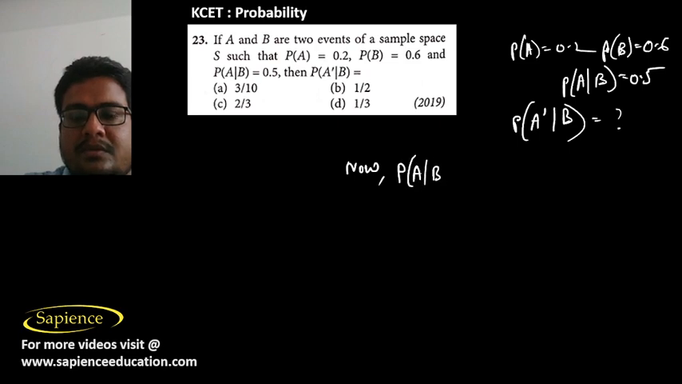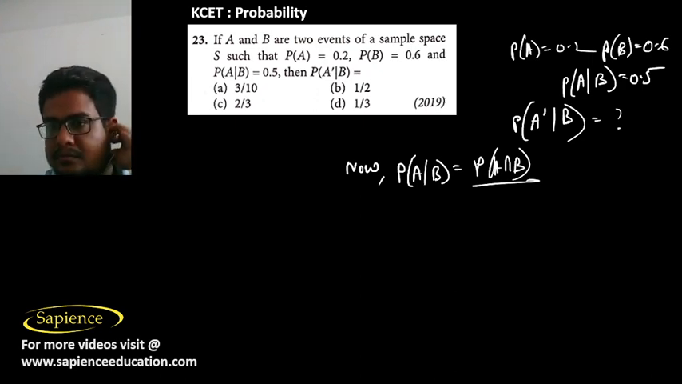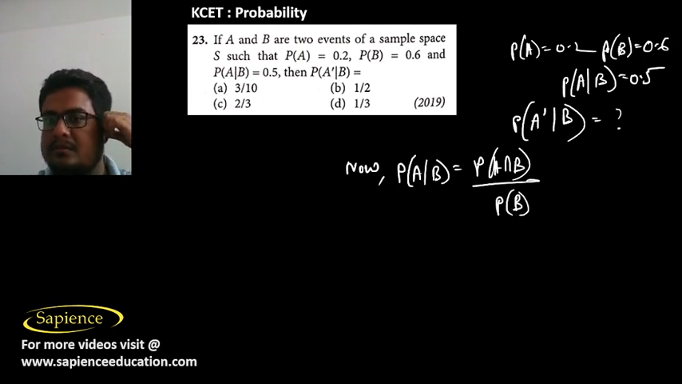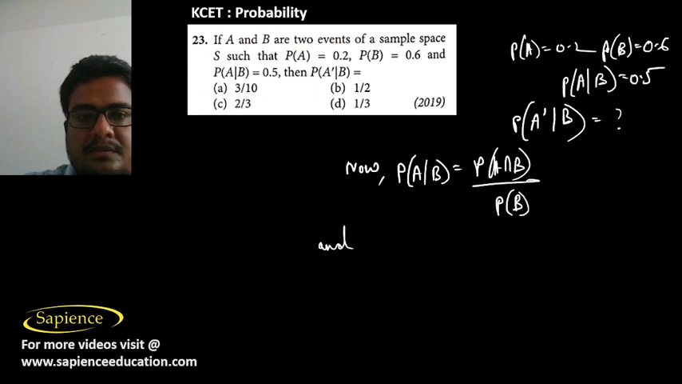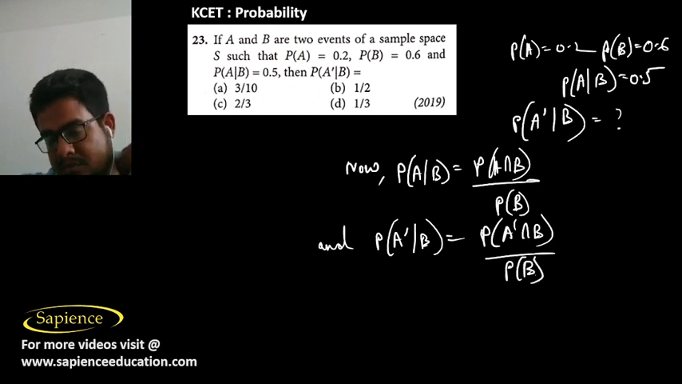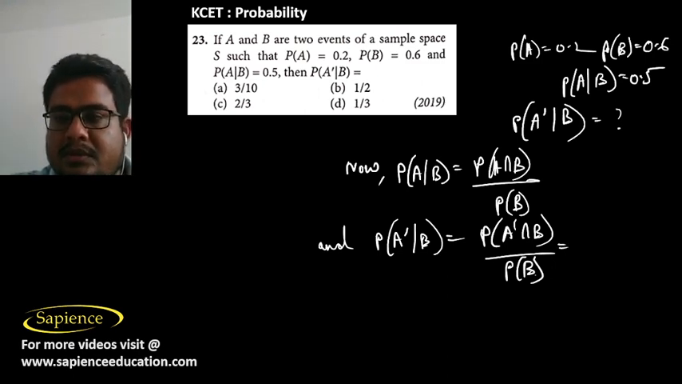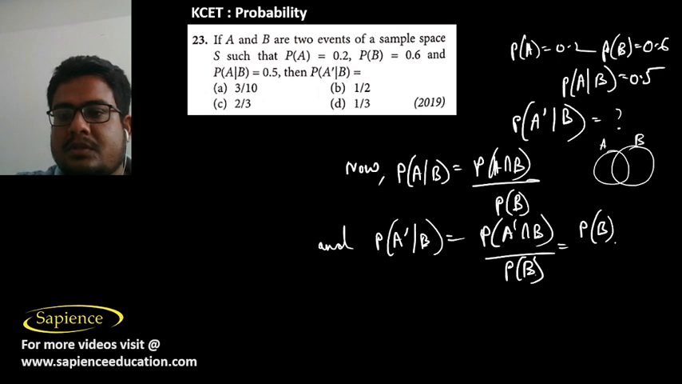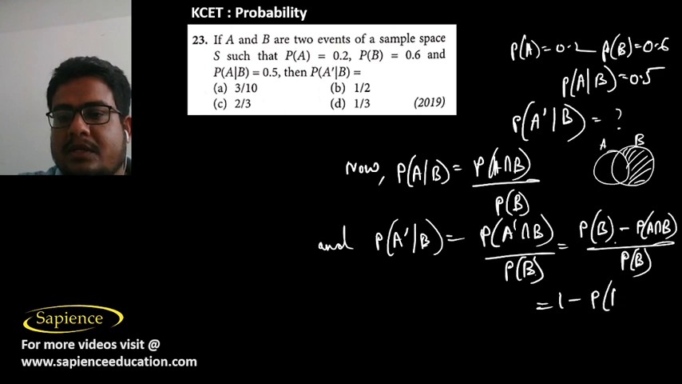So now P of A given B, we can write it as P of A intersection B divided by P of B, and similarly P of A complement given B, we can write as P of A complement intersection B divided by P of B. So P of A complement intersection B, that is this part. It means from B I have to remove the common part, A intersection B, divided by P of B.